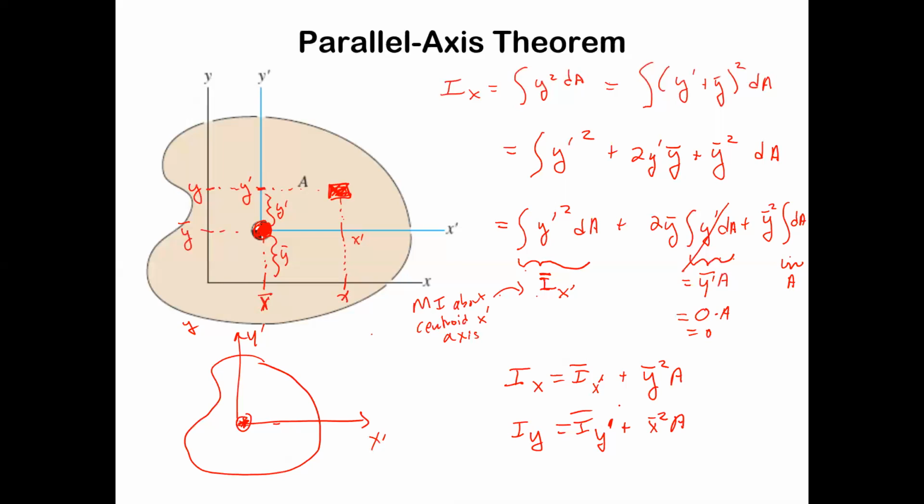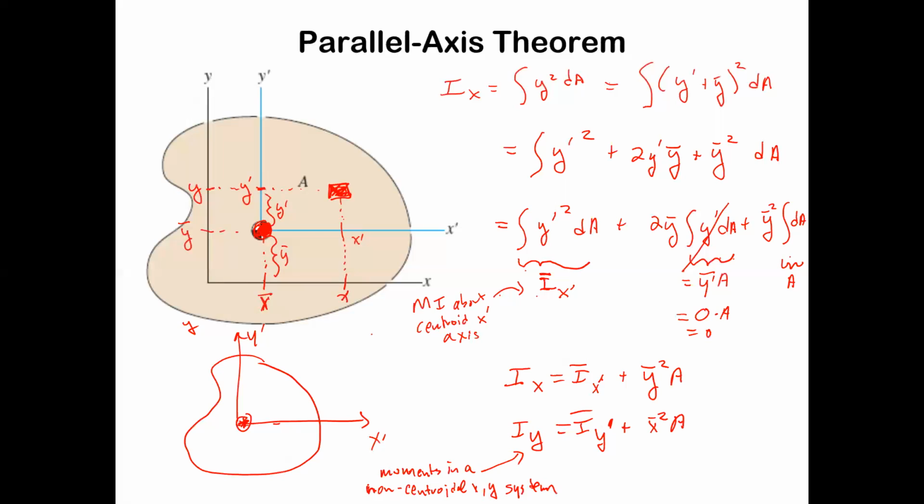So the purpose of this is to allow us to shift that axis, which can be very handy. So what are these things? Let's just describe these. So these guys are the moments in a non-centroidal XY system.